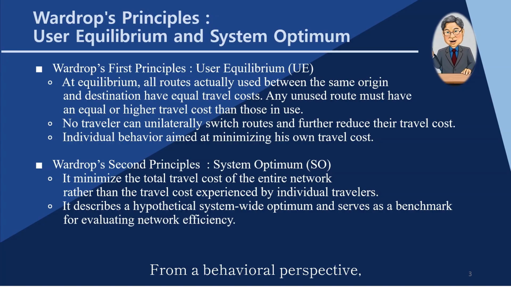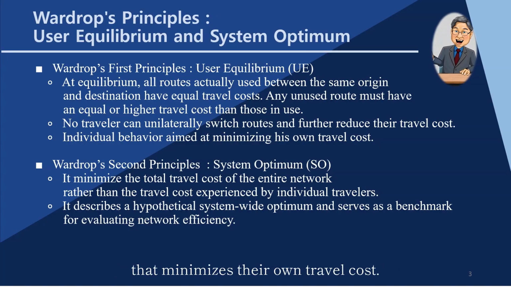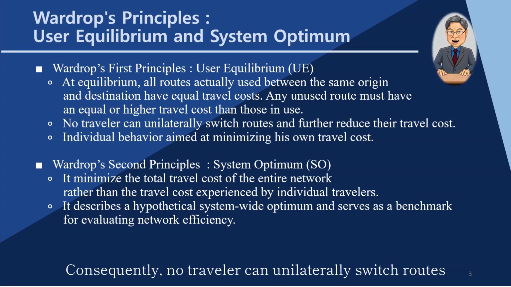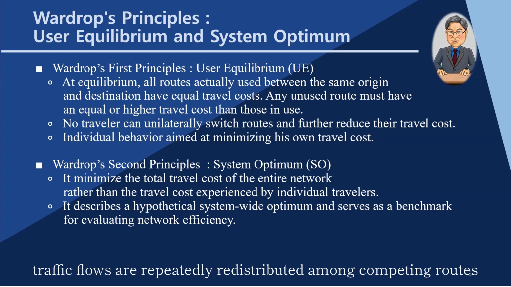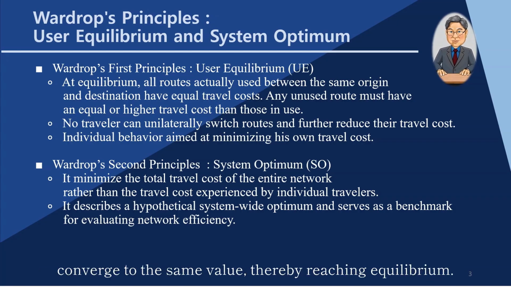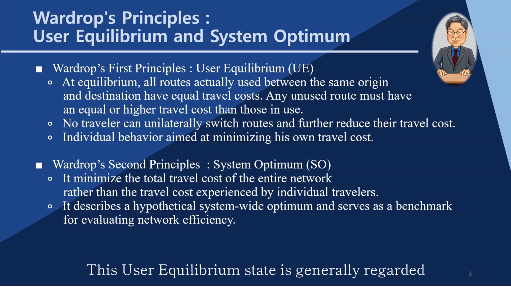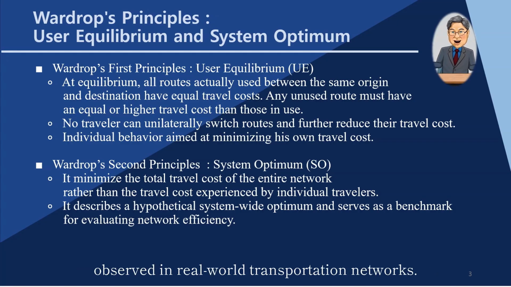From a behavioral perspective, this equilibrium results from each traveler independently choosing the route that minimizes their own travel cost. Consequently, no traveler can unilaterally switch routes and further reduce their travel cost. From a computational perspective, traffic flows are repeatedly redistributed among competing routes until the travel costs of all used routes converge to the same value, thereby reaching equilibrium. This user equilibrium state is generally regarded as the representation of actual route choice behavior observed in real-world transportation networks.